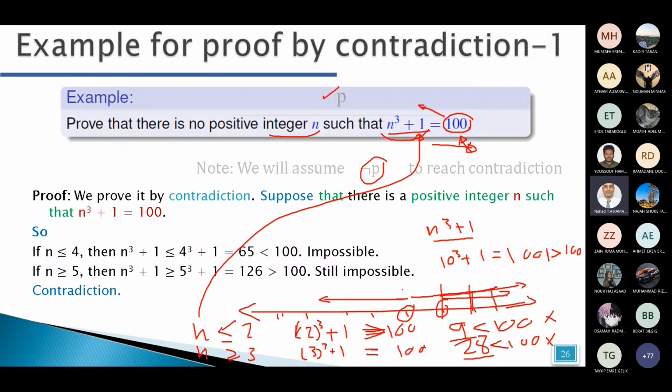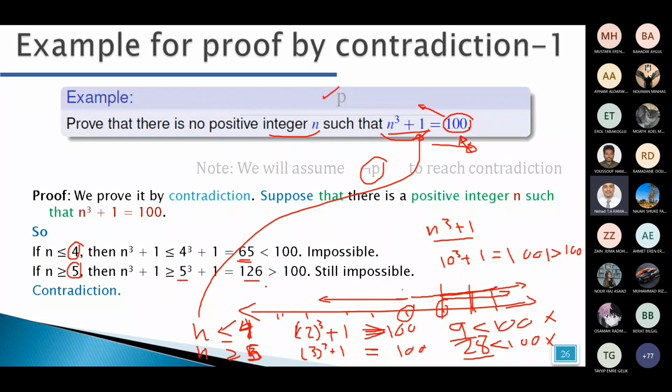The only two numbers that give us this are 4 and 5. So if we take, instead of 3 here, this one 4 and this one 5. So n is any number less than or equal to 4, and n is any number more than or equal to 5. Apply it here and you will get 4 to power 3 plus 1, which is 65. If you apply 5, you get 126.